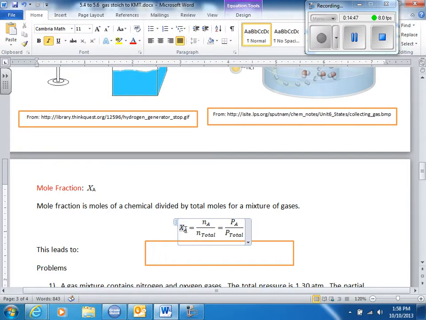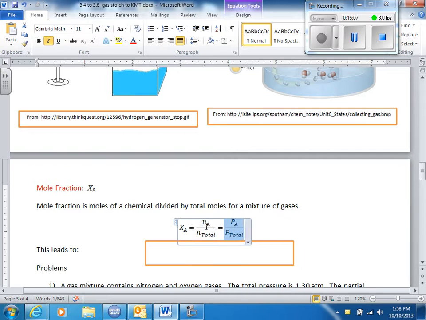X is the symbol that we use for mole fraction, and the subscript is whatever substance. And mole fraction is just moles of the substance over total moles. You can do that with moles. You can also do that with pressure.